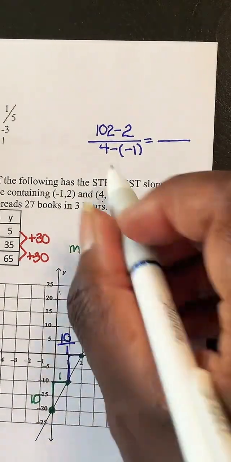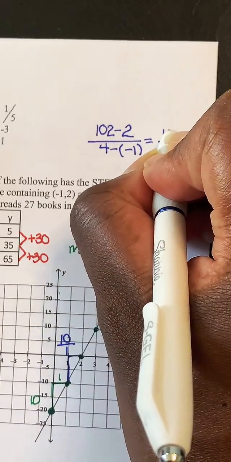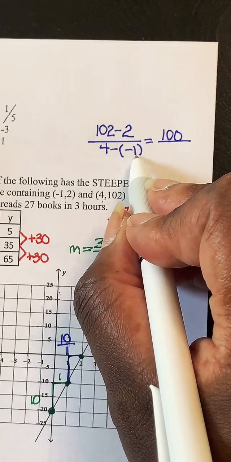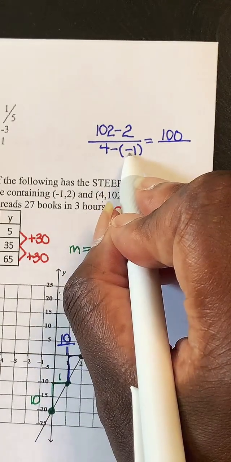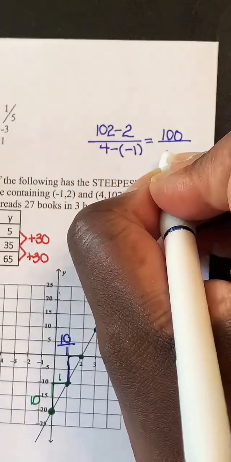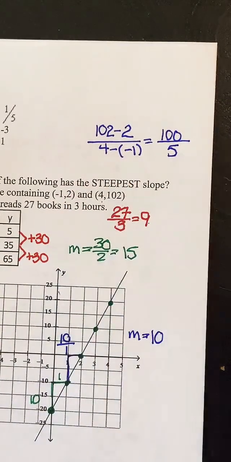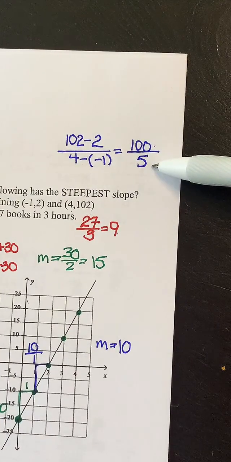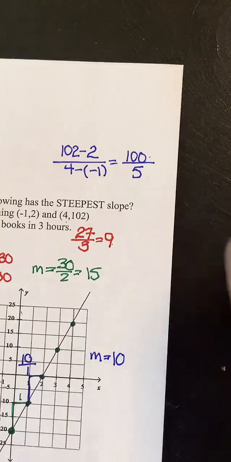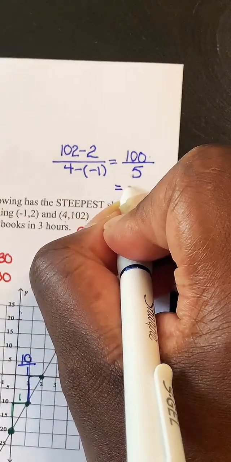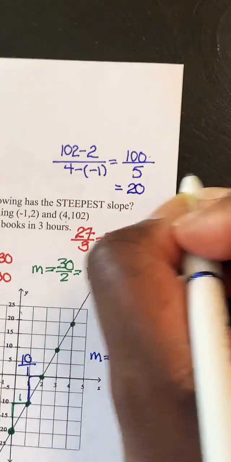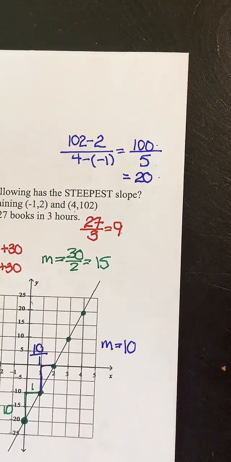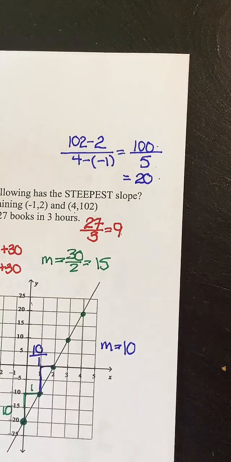So like someone said, 102 minus 2, that will give you 100. And then 4 plus 1. Okay, when you minus a negative, it turns to a positive. So it'll be 4 plus 1, that gives us 5. So when we have 100 divided by 5, that gives us 20. I can put it down here. 20 over 1, which is simplified to give me a slope of 20. Okay, so that's how you will see it.